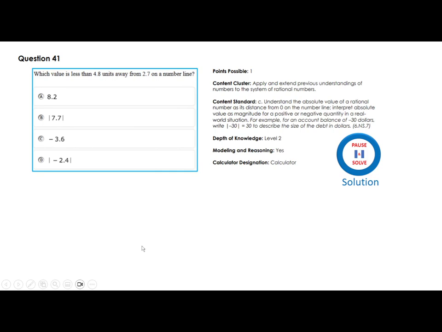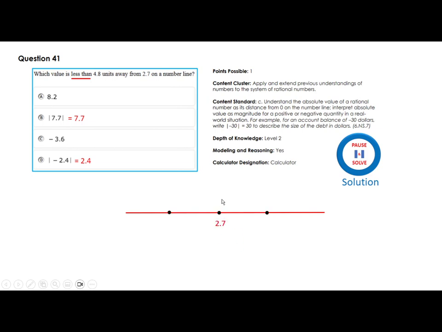Which value is less than 4.8 units away from 2.7 on the number line? For a question like that, making a drawing is important. Again, pause, solve, and come back. First of all, let's identify these numbers here. The absolute value of 7.7 is 7.7. This one here is 2.4. So let's see, here's the number that we have.